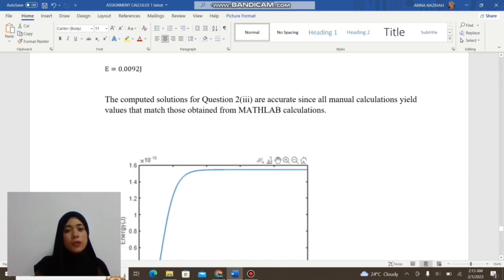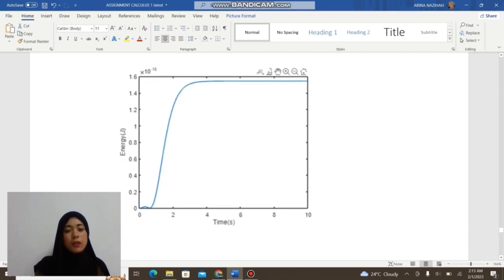The computer solution for question 2 and 3 Roman are accurate in all, since our manual calculation yields values that match those obtained from the Matlab calculation. So this is the last graph. Here you can see the graph like this.